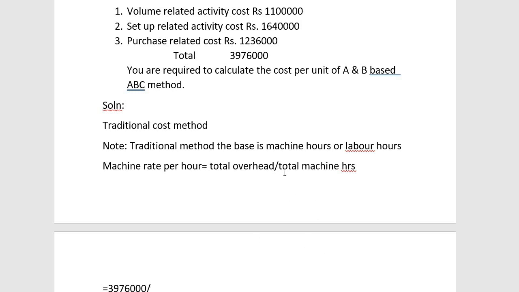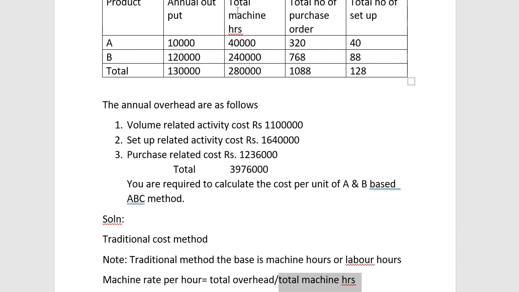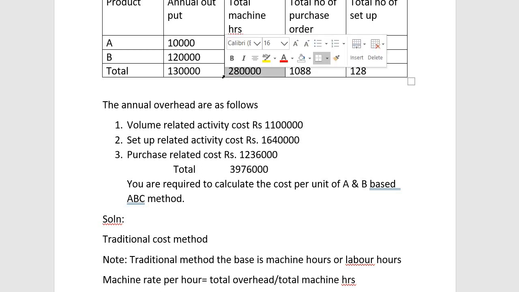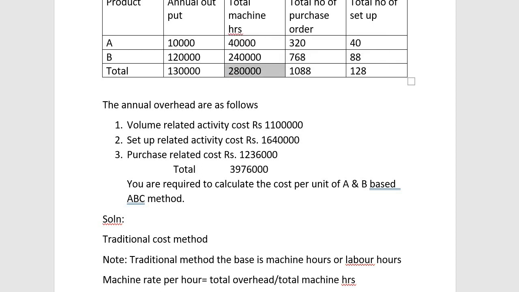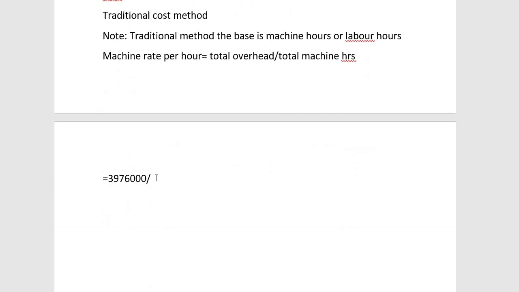divided by the total machine hours. The base is total machine hours. You can see the total machine hours is 2 lakh 80,000. 2 lakh 80,000 equals, there comes here 14.20, means 14 rupees 20 paise per hour. So this is the machine rate per hour, 14.20 per hour.